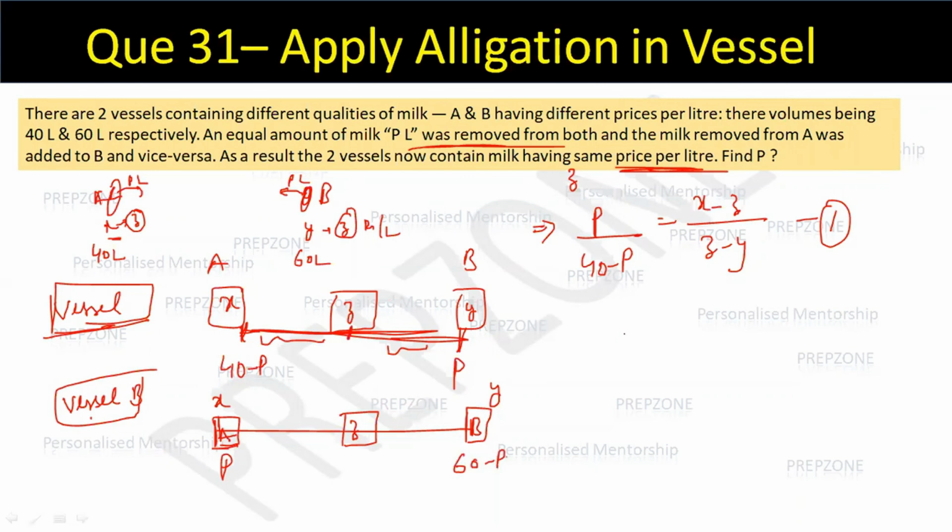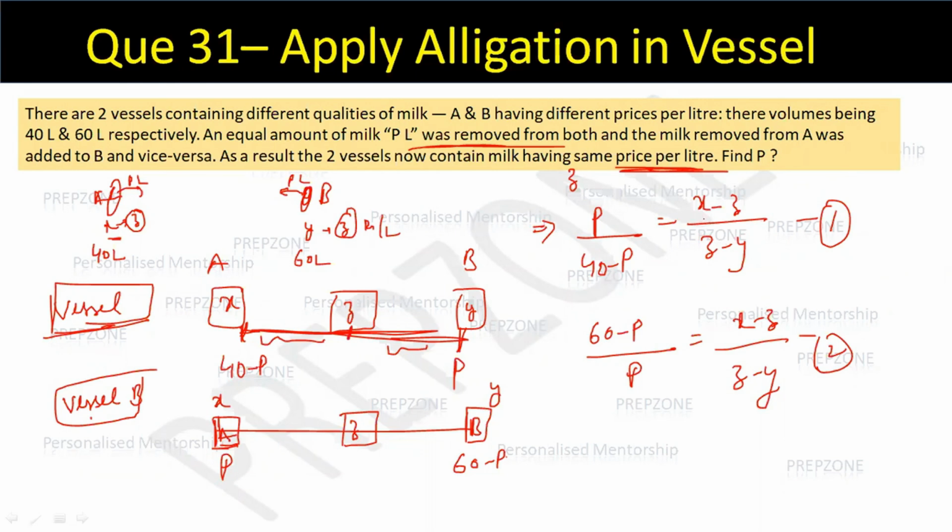So again, if you apply the same distance formula, what will you get? The ratio was P upon 60 minus P. So quantity ka ratio will be, sorry, distance ka ratio will be 60 minus P upon P. This should be nothing but X minus Z upon Z minus Y. And this is my equation number 2.